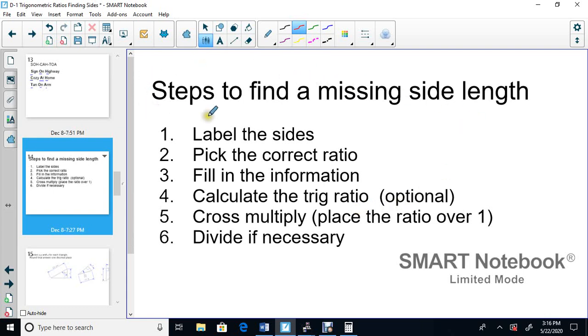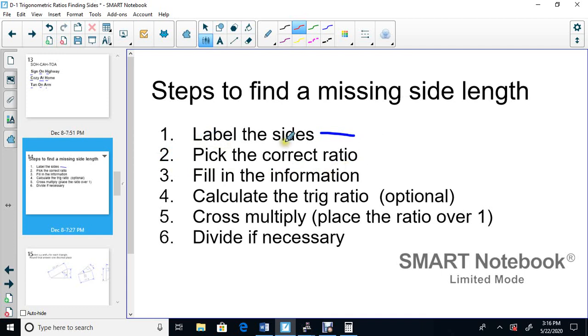To make it a little easier, I've given some steps that you can follow. Steps to follow to solve triangular questions or trigonometric questions, which means trigonometry, triangular geometry. So here's what you do. First, the very first step, label the sides.